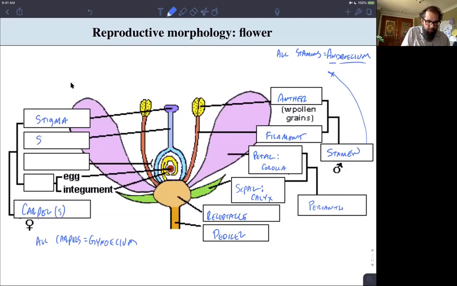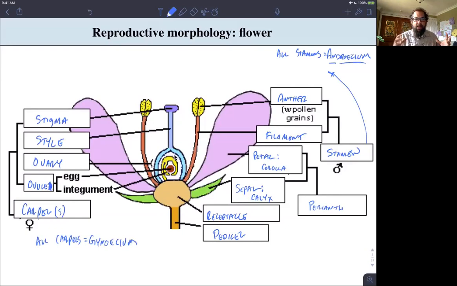The style is the long, narrow piece of the carpel. And then the last piece is this enlarged portion, typically at the base, which is called the ovary. And inside of the ovary are ovules. And so the ovule, I'll do the singular, is contained inside the ovary.